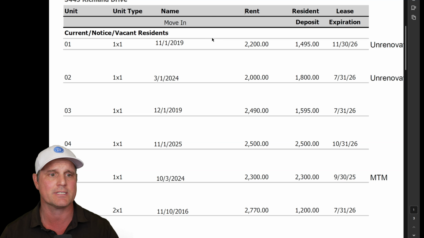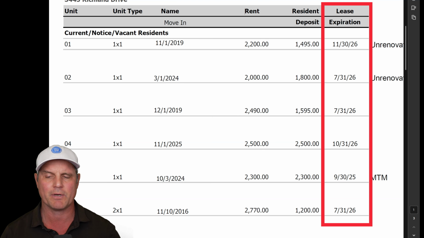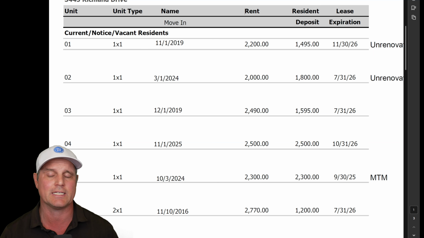Also wanted to point out that this is a thorough rent roll, which is going to help us with analysis, talks about which units are renovated. And then it also shows us when the lease expires, etc. That's important for the analysis we'll do.